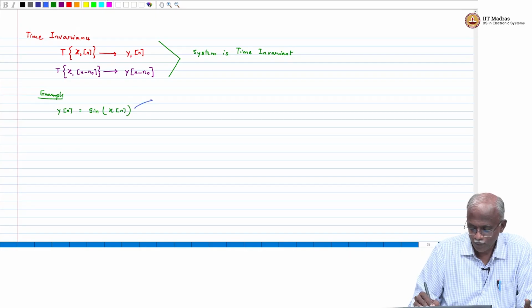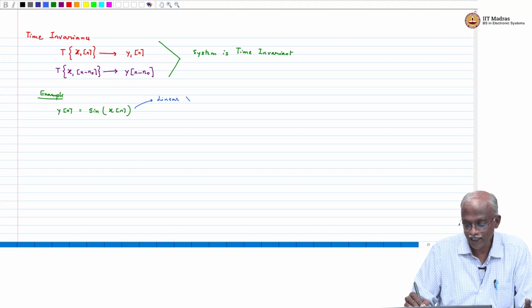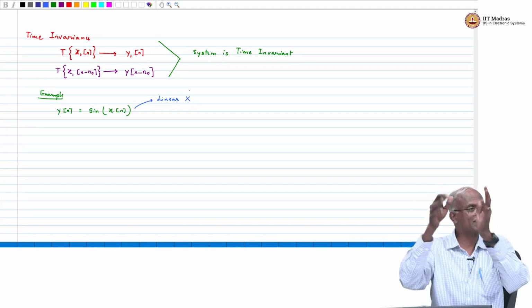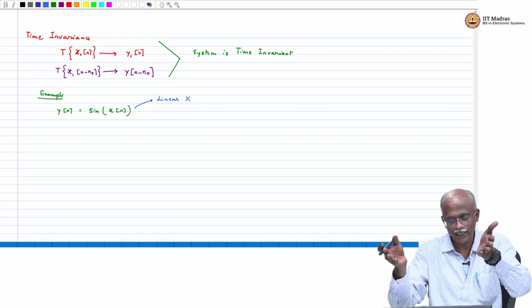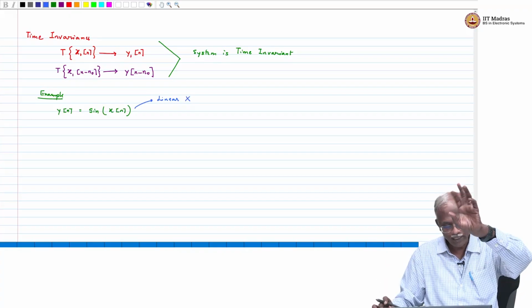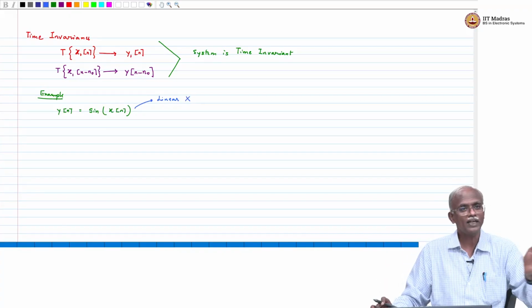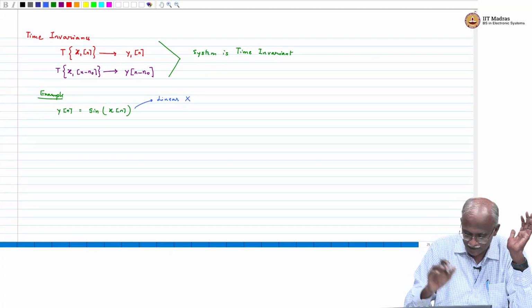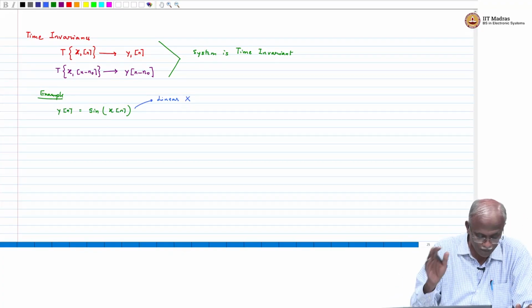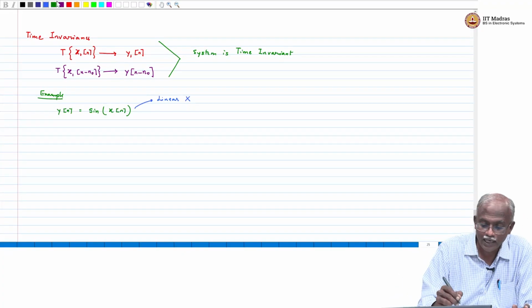I hope you will agree with me that when you ask the question whether this is linear, the answer will definitely be no, because you are taking sine of something. That is not a linear operation at all. If you take alpha times x of n, it is not going to come out as alpha times sine of that. So it is not a linear function, but what we are asking is whether it is time invariant.